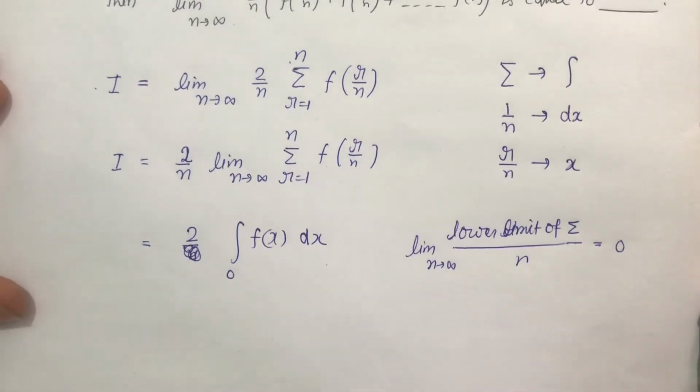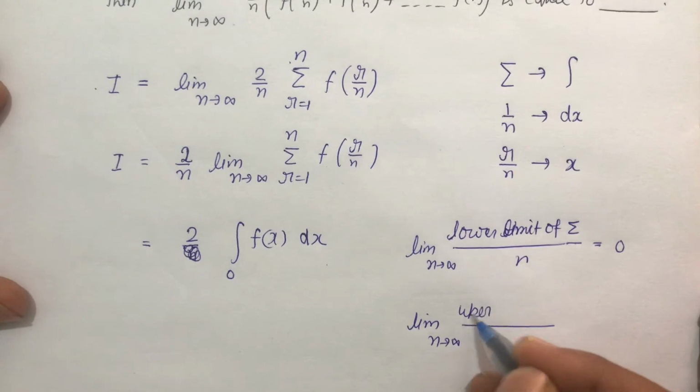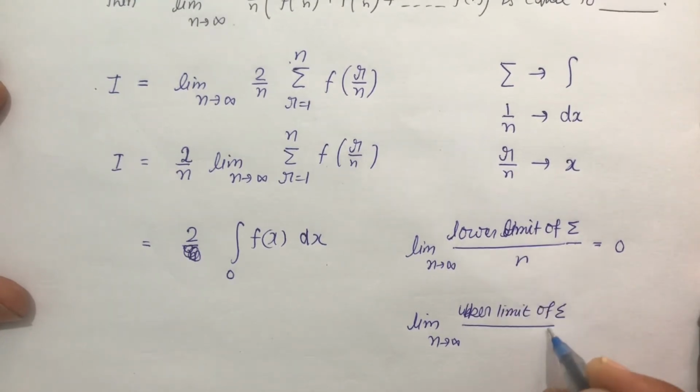Similarly, upper limit of integral will be limit n tends to infinity, upper limit of sigma upon n. Upper limit of sigma is n. So n upon n, 1. So limit n tends to infinity, 1 is 1.